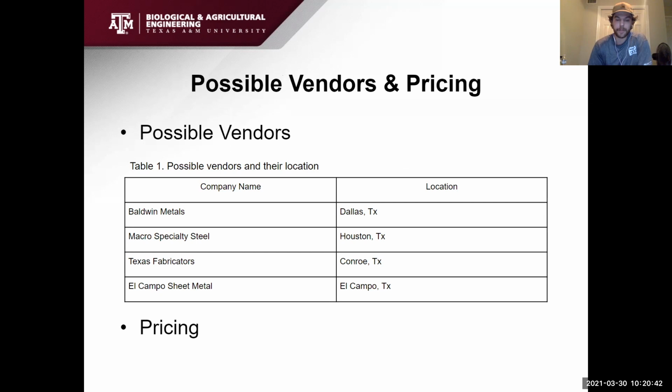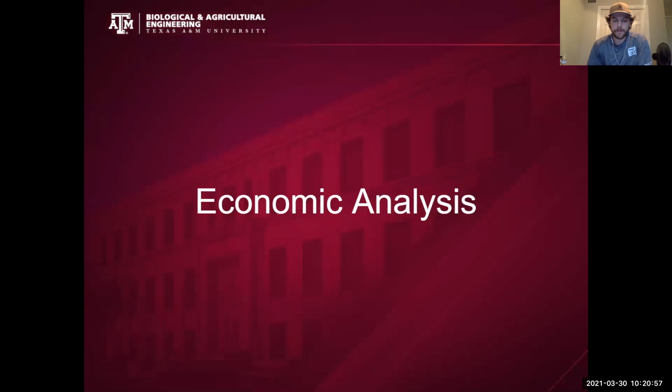So our team has developed a list of custom metal fabricators located in Texas, shown in table 1 there, that United Ag could potentially use for the development of their hopper sleeve. Cameron's now going to start explaining the economic analysis that comes along with the implementation of a hopper sleeve like this.